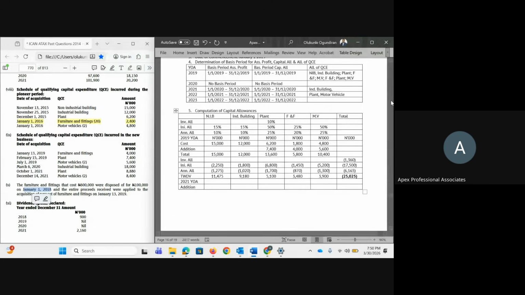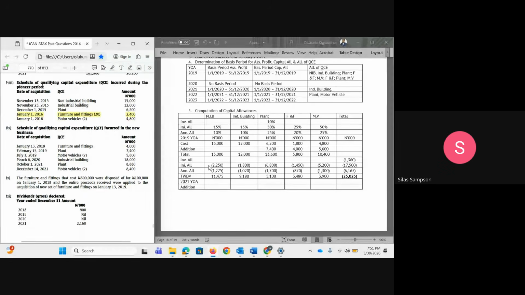So addition, right? What are the additional assets in 2021? Industrial building, right? Yes, sir. So how much is the industrial building I have? 18,000. Then the initial allowance on this one, what do I have? 15%. 2,700.